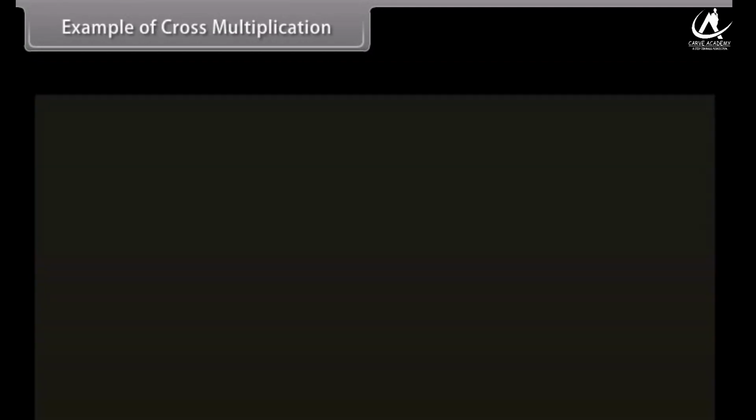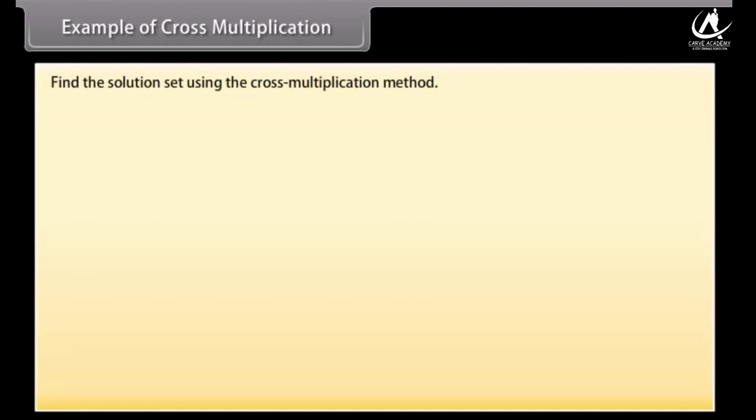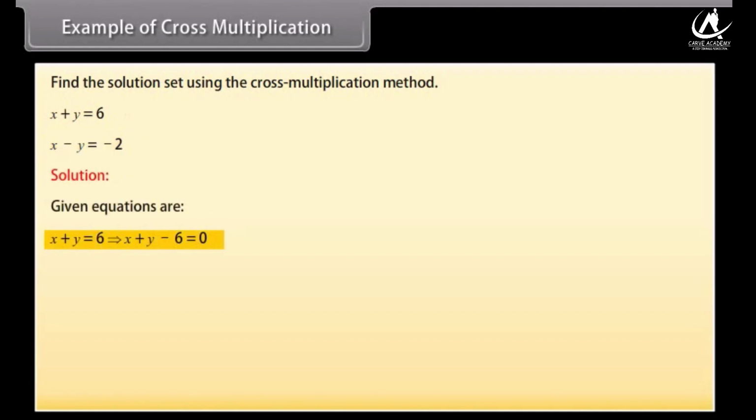Example of cross multiplication. Find the solution set using the cross multiplication method. x plus y is equal to 6, x minus y is equal to minus 2. Solution. Given equations are x plus y is equal to 6, so x plus y minus 6 is equal to 0. And x minus y is equal to minus 2, so x minus y plus 2 is equal to 0.